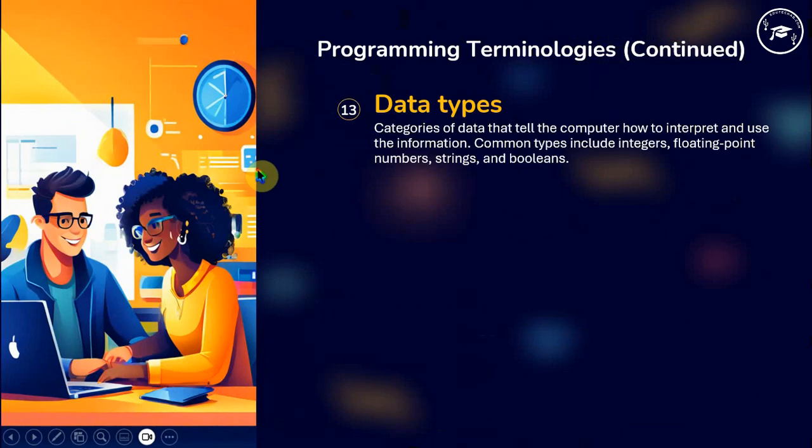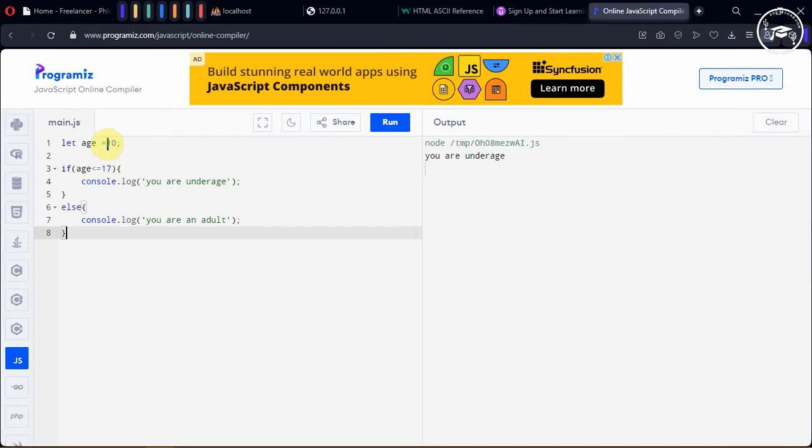We look at data types. Yes. So data types tell the computer how to interpret and use information. So common types include integers, floating point numbers, strings, and Boolean. We'll go into data types in detail in the next video, but let me use this to explain it briefly here. So this is an integer, it's a number, right? The number 10. Immediately I put a point 1 in front of it, it ceases to be an integer. It becomes a what? A float. And we will look at that in more detail in the next video.